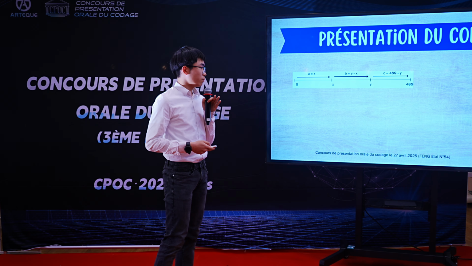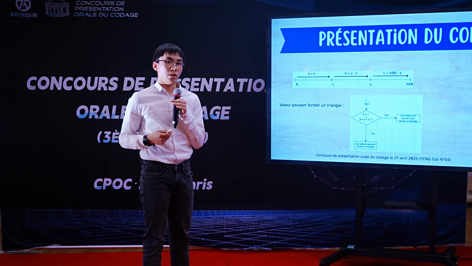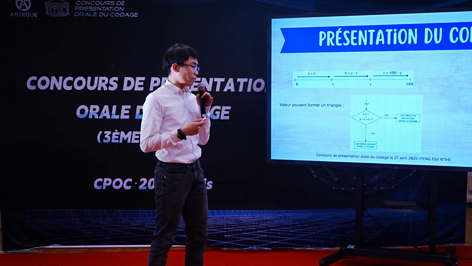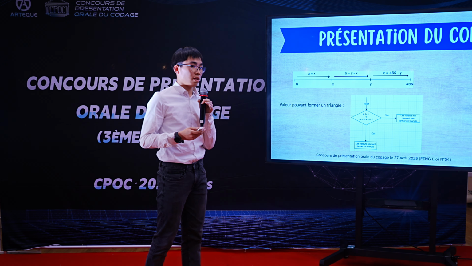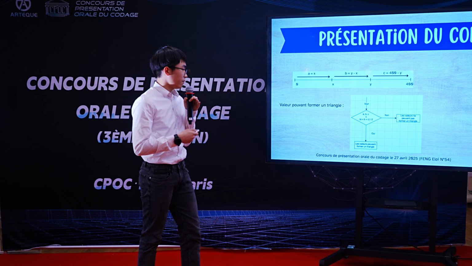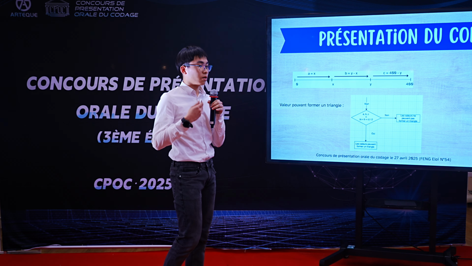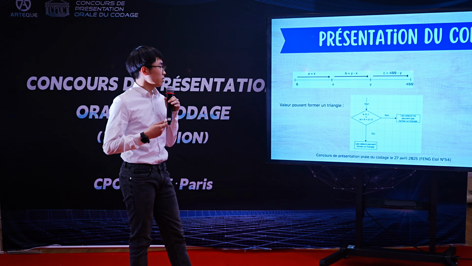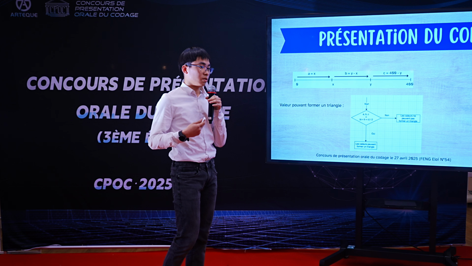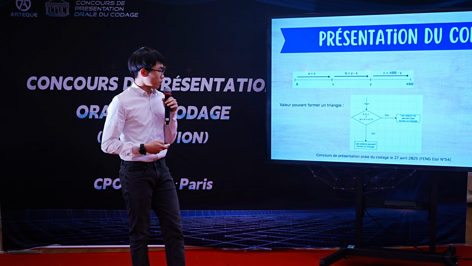Now we have the segments, but that cannot always make a triangle. So to make a triangle, the longest segment has to be smaller than the sum of the others. If it is, that can make a triangle and the code will continue. Otherwise, that can't make a triangle and the code will tell the user.